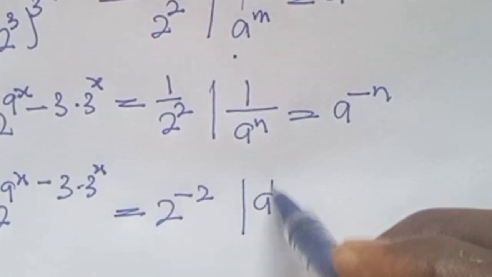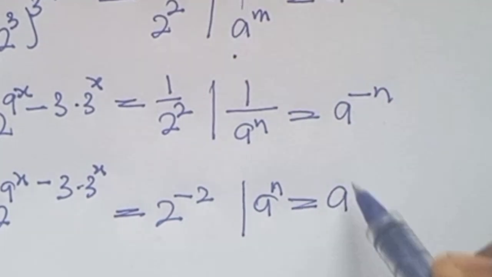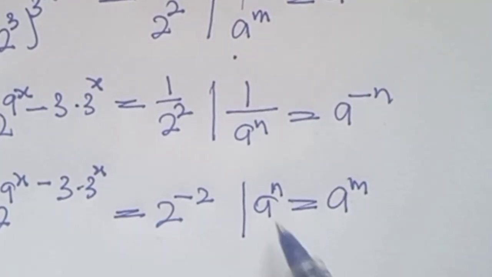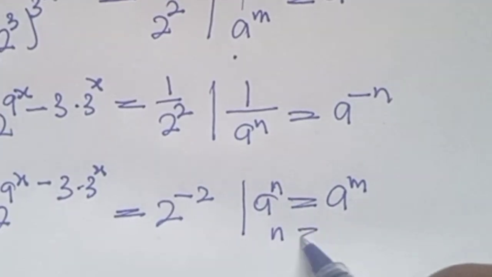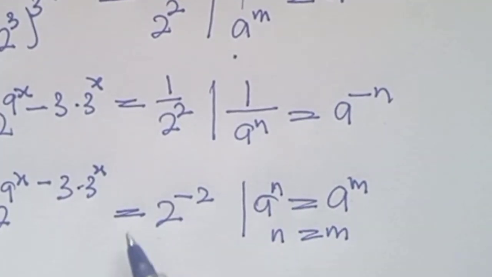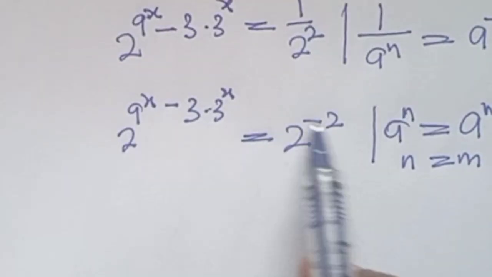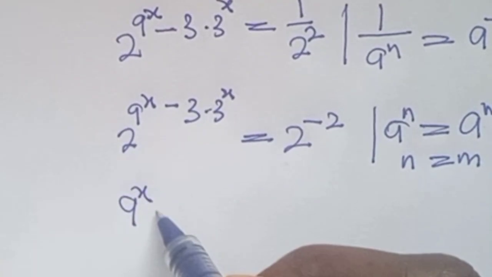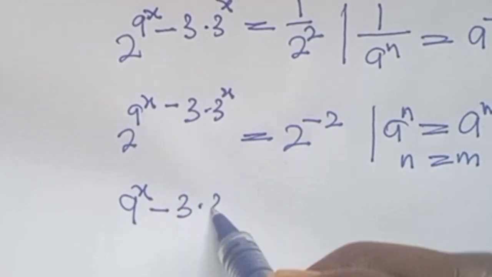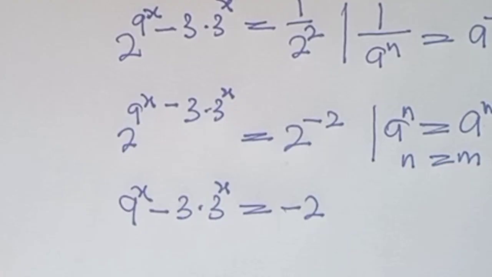Again, from a to the power of n equals a to the power of m, when the bases are the same, the powers can therefore be equated, that is n is equal to m. So we're going to apply it here. Common base of 2, so we equate the powers, that is 9 to the power of x minus 3 times 3 to the power of x is equal to minus 2.